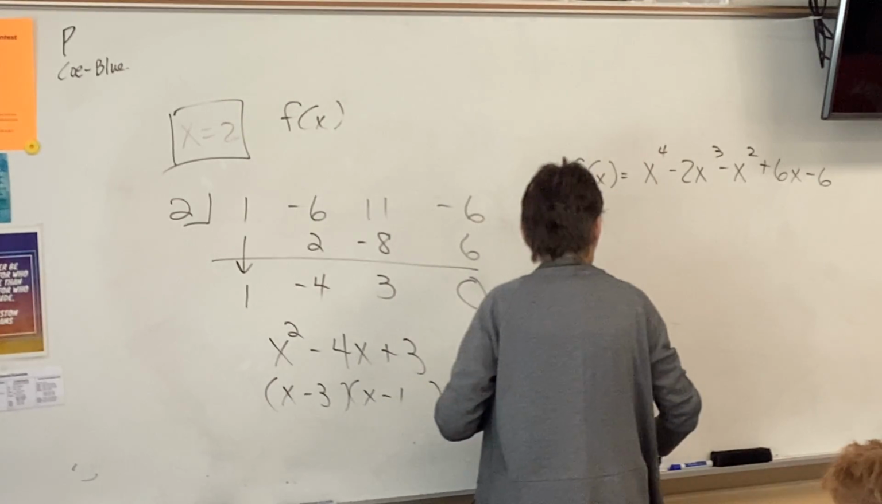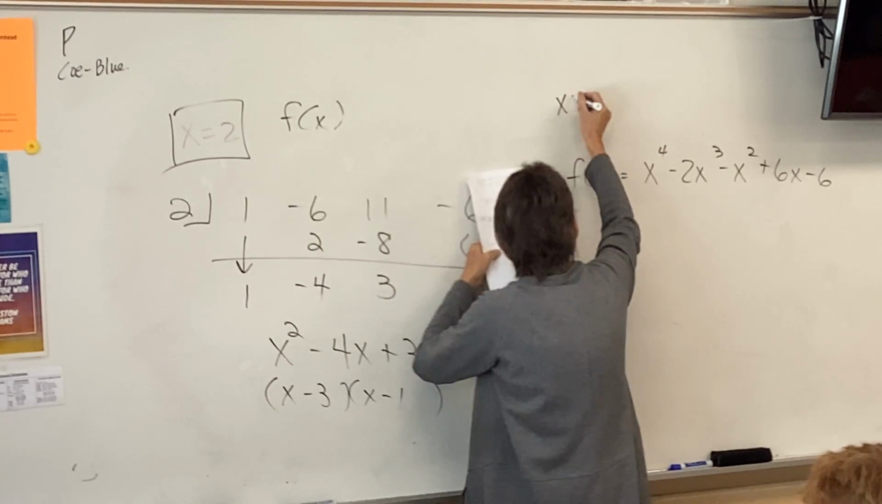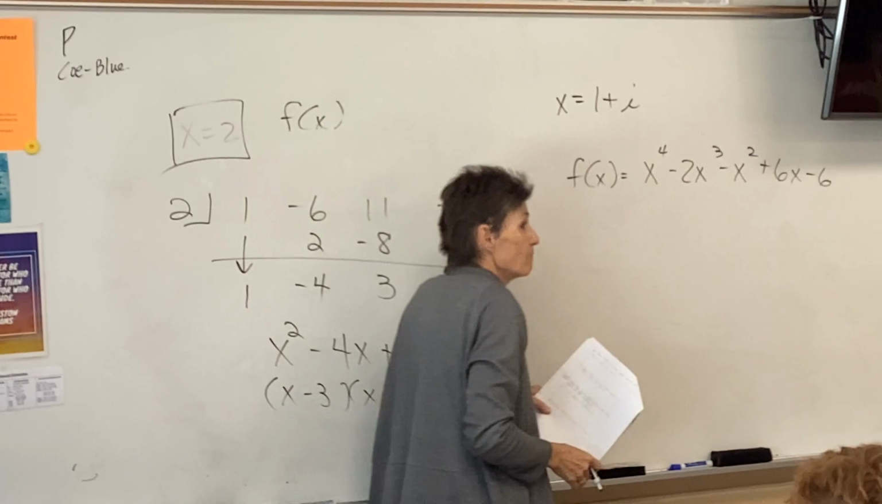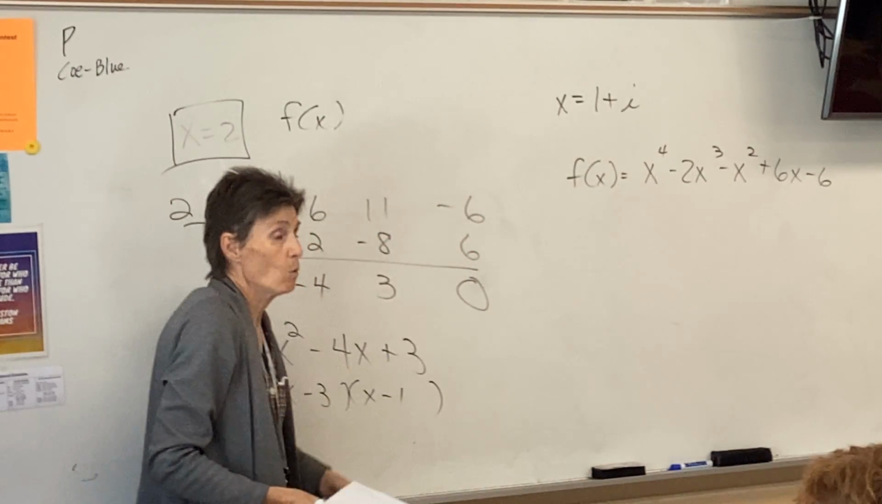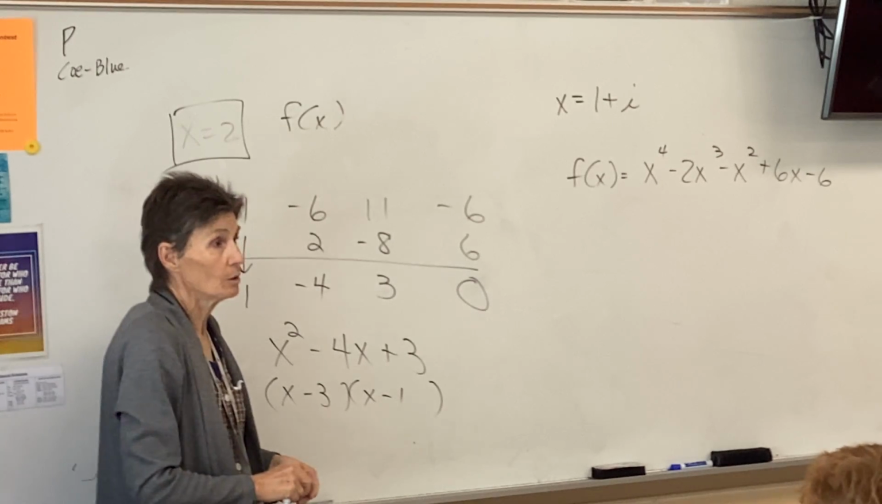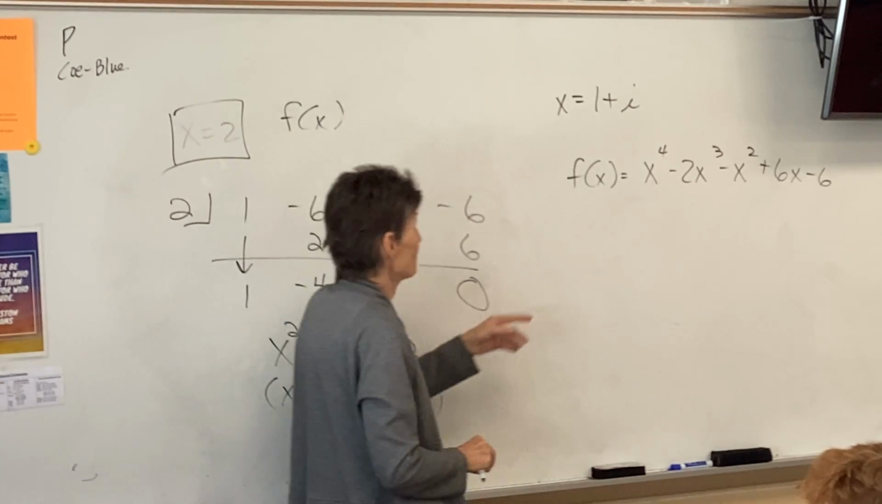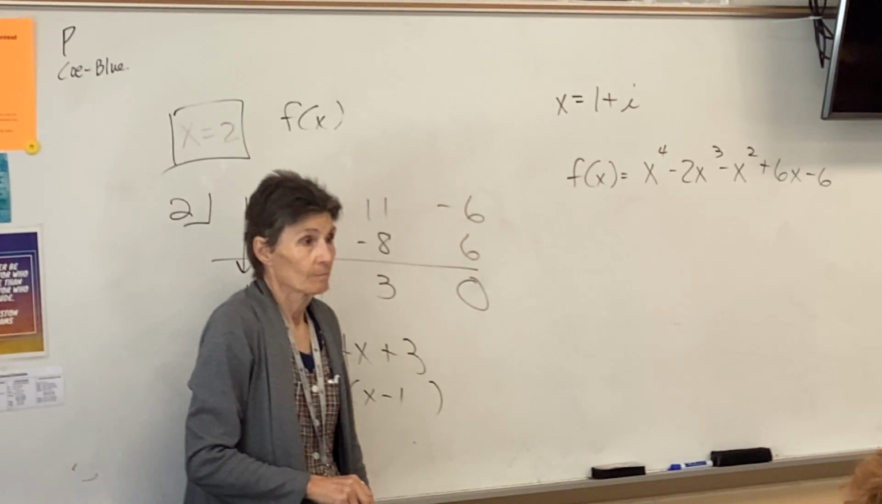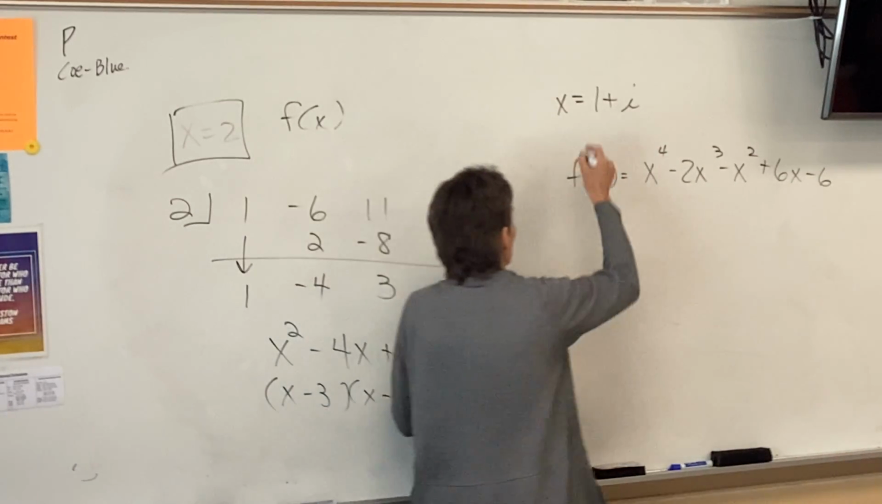How many roots does this guy have? 4. You have been told that one of them is this imaginary thing. There are 3 more.